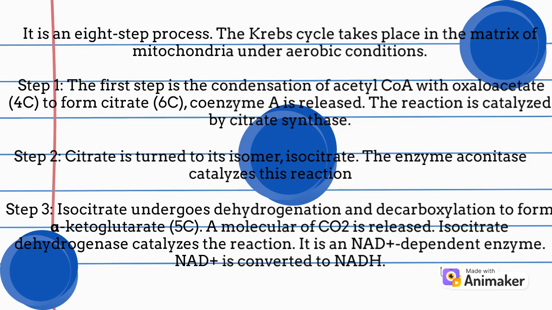Step 3. Isocitrate undergoes dehydrogenation and decarboxylation to form alpha-ketoglutarate, 5C. A molecule of CO2 is released. Isocitrate dehydrogenase catalyzes the reaction. It is a NAD+ dependent enzyme. NAD+ is converted to NADH.